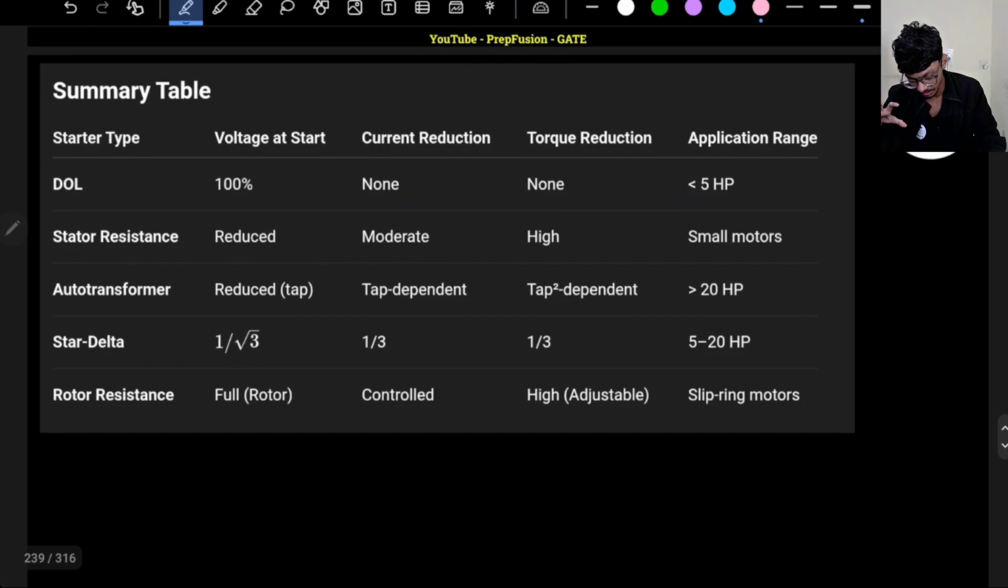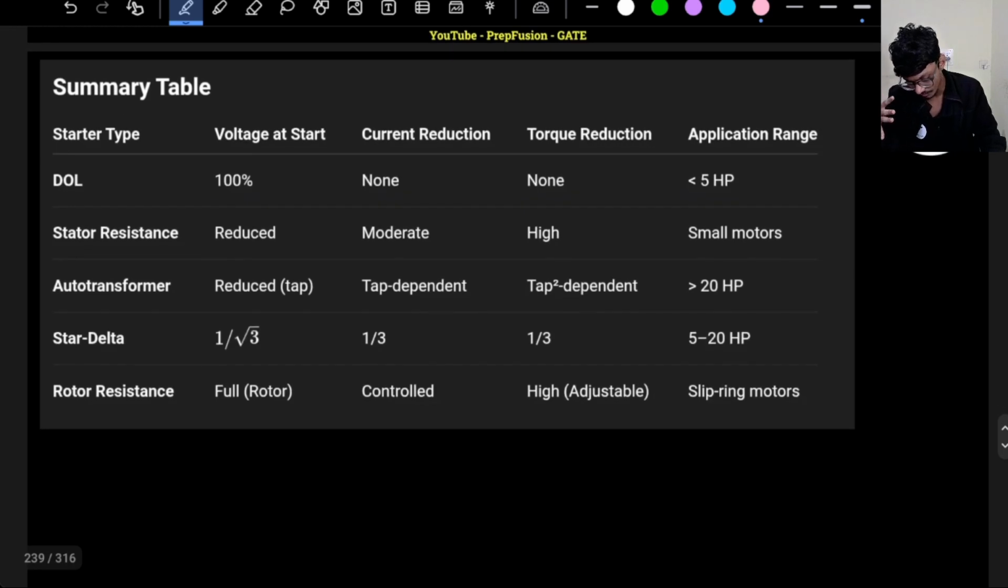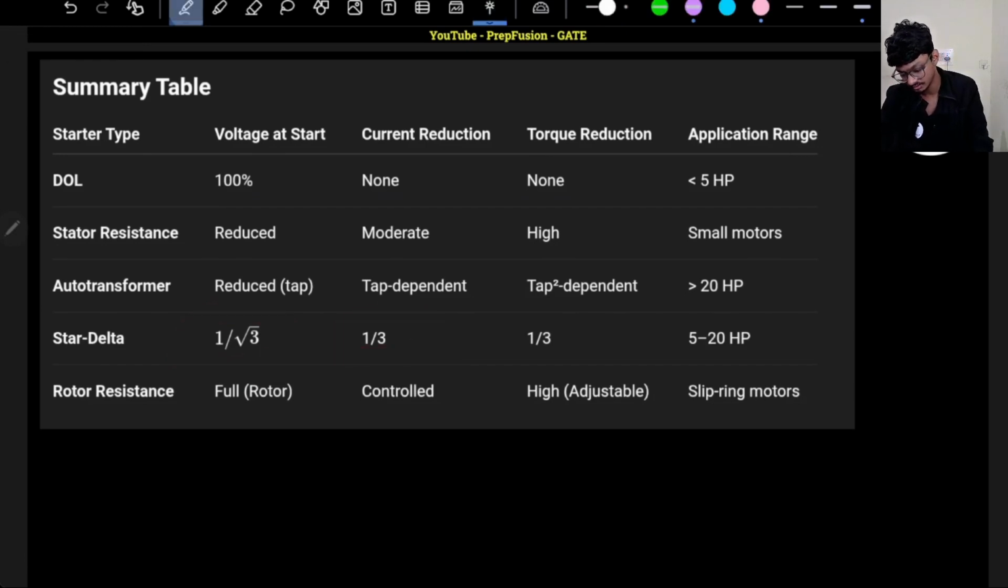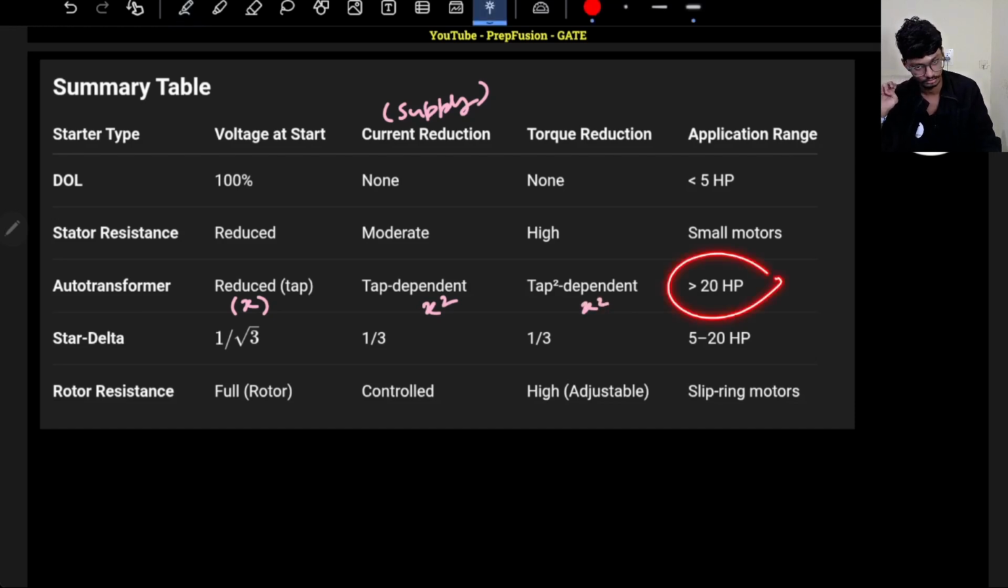So this is the summary table. Basically, you can go through this. In case of star delta, the voltage gets reduced by 1/√3 because we are connecting it in star. The current reduction is 1/3. This is for the supply side, supply current. The voltage in the auto transformer is reduced by x, and current will be reduced by x square. And torque also will be reduced by x square. This is used for higher power rating. This is used for medium power rating, star delta.